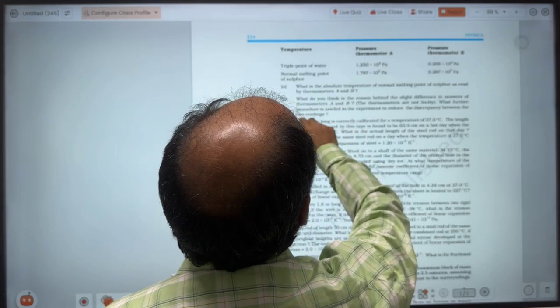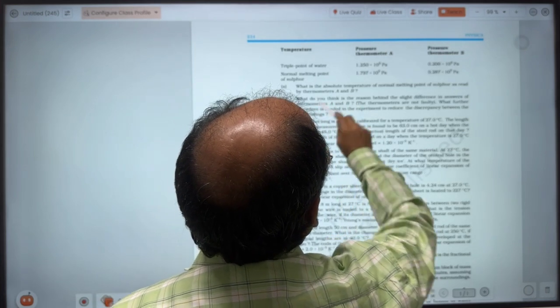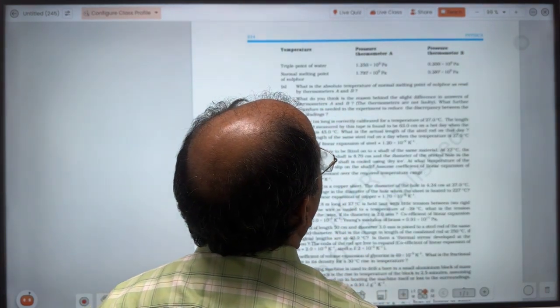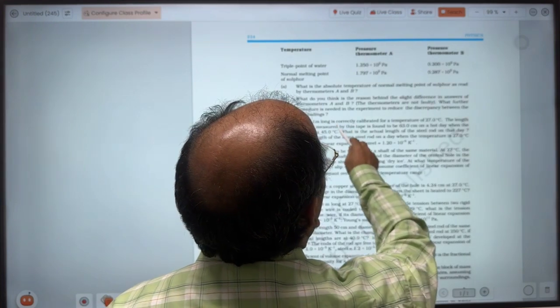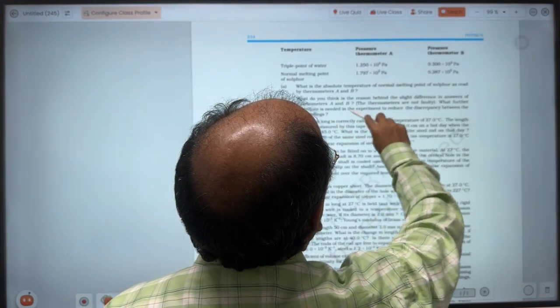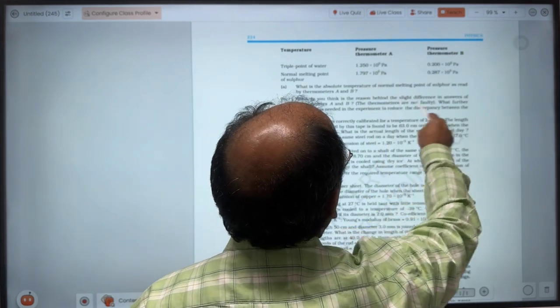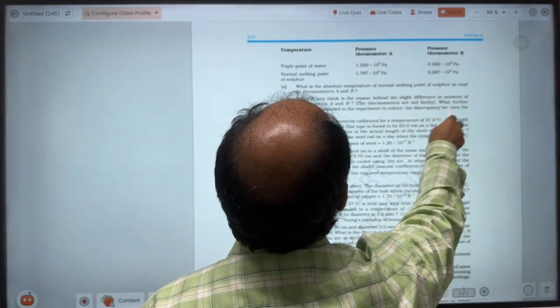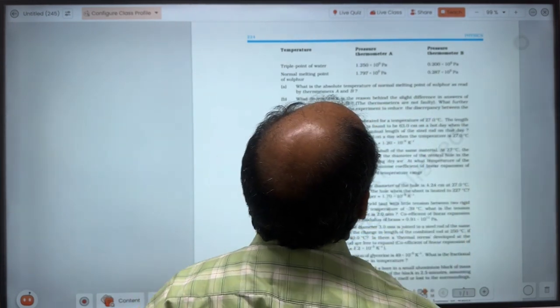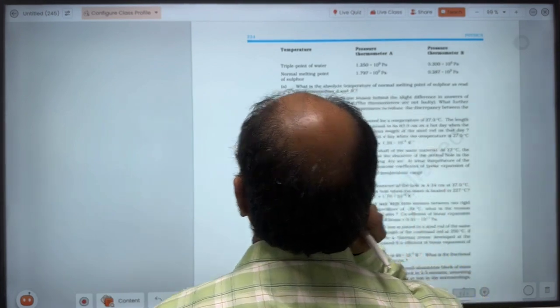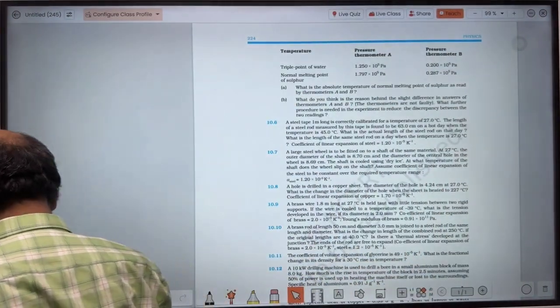This is the first thing. Second, what do you think is the reason behind the slight difference in the answers of thermometer A and B? So if you notice the difference, 1 point. Here you are going to evaluate and then you will check the answer. What further procedure is needed in the experiment to reduce the discrepancy between the two readings? So let's see how to solve it.